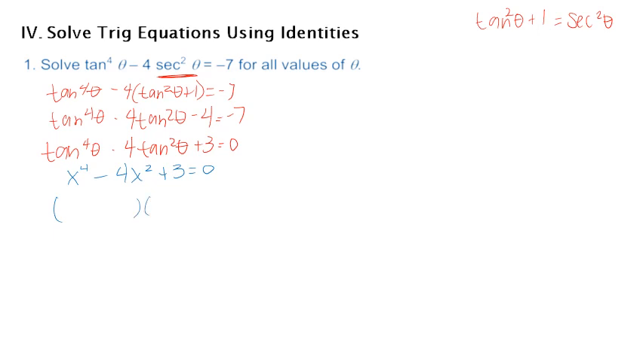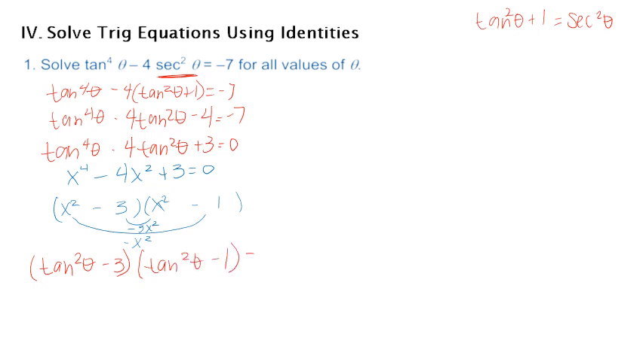If I have x to the 4th, I'm going to want x squared and x squared as those first two pieces. And then I have 3, so I'd have 3 and 1. Both of them have to be negative to make this -x squared and minus 3x squared, which add up to equal -4x squared. So when I factor this using tangent, this would become tangent squared theta minus 3 times tangent squared theta minus 1 is equal to 0.